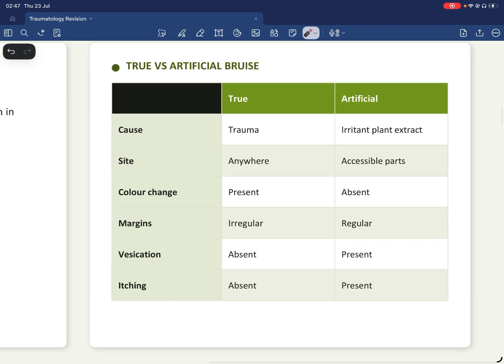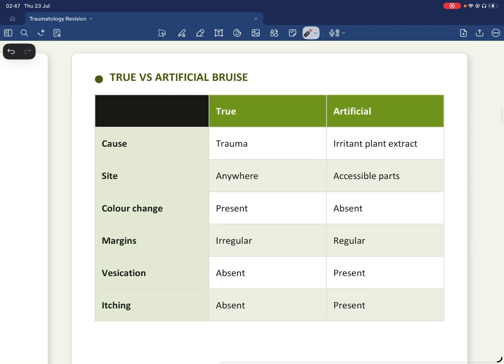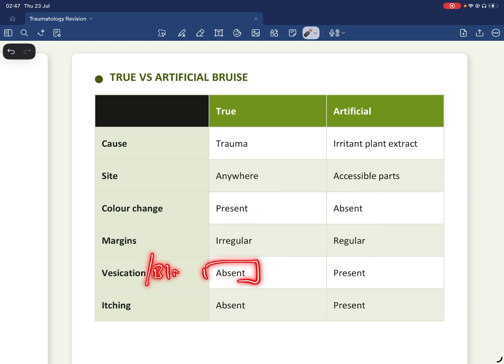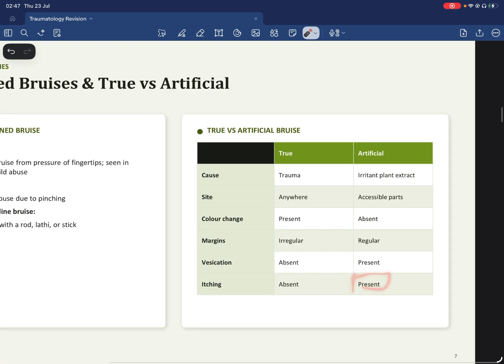The difference between a true and an artificial bruise: a true bruise is caused due to trauma, whereas an artificial bruise is caused due to irritant plant extract, mainly Semecarpus anacardium or Calotropis. A true bruise can be seen anywhere on the body, while an artificial one is usually on accessible parts of the body. Color change is present in a true bruise and absent in an artificial bruise. Margins are irregular in a true bruise and regular in an artificial one. Vesication or blister formation is absent in a true bruise, whereas it is present in an artificial bruise. Itching is not present in a true bruise, whereas it is present in an artificial bruise.